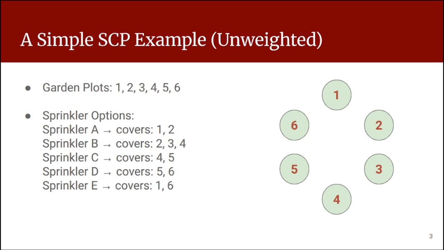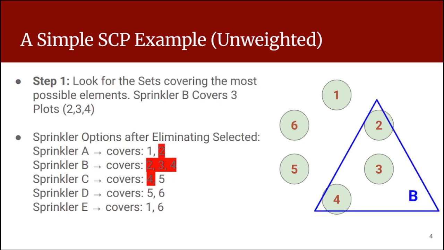Let's look at a simple SCP example. In this problem, we have 6 garden plots, 1 through 6, and we have 5 potential sprinkler installation options to cover those plots. Being an SCP problem, we want to cover all of our elements, which are garden plots, with the fewest number of sets, which are our sprinklers.